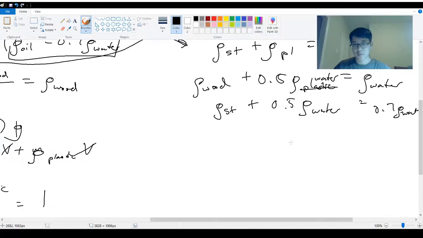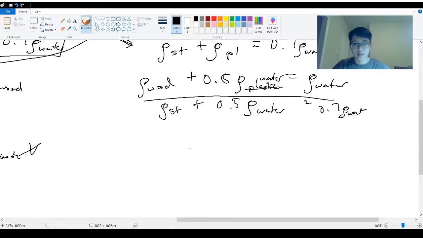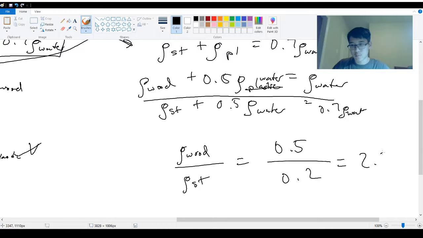So finally we can subtract 0.5 density of water from both sides, and then we can divide these equations, so then we get the equation in the form of density of wood over the density of styrofoam, which is our final answer. And that final answer is equal to 0.5 divided by 0.2, which is 2.5. And that should be answer choice A in the F = MA booklet.